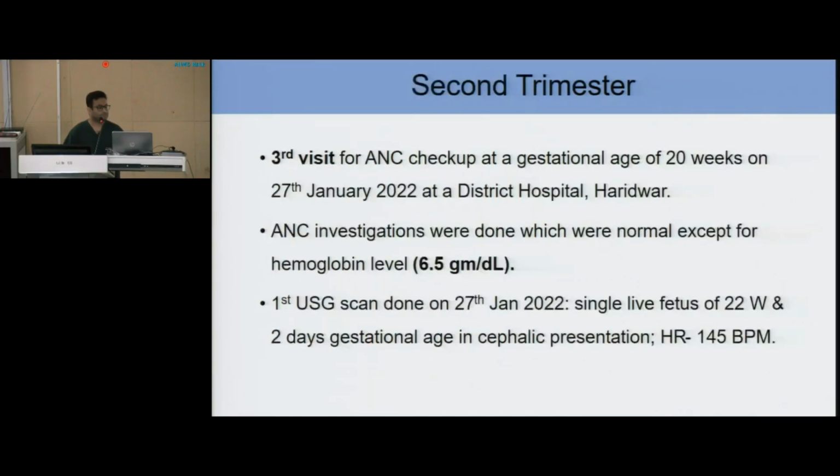During the second trimester, the third visit was done for ANC checkup at a gestational age of 20 weeks at the district hospital Haridwar. During that period, ANC investigations were done, which were normal except for the hemoglobin level, which was 6.5 gram per deciliter. And the first USG was done on 27th January, which noted a single live fetus of 22 weeks 2 days gestational age in cephalic presentation with heart rate 145 beats per minute.